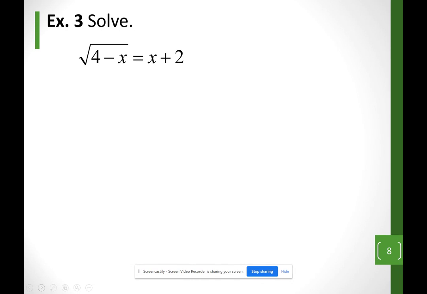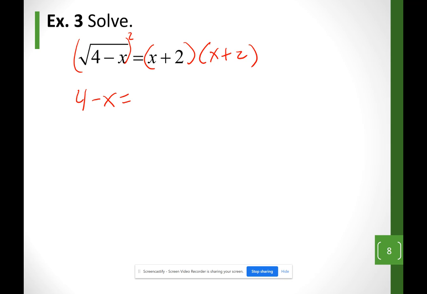Now, let's take a look at another example. I have the radical by itself. So I see the side where the radical is, that side is by itself. So I'm going to square this side, and I'm going to square this side. On the left side, I have 4 minus x, because the square root and the square exponent cancel each other out. Now, on the right side, x plus 2 squared, I'm literally going to write the same parentheses twice.